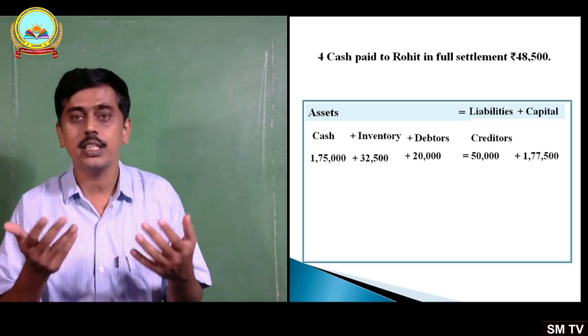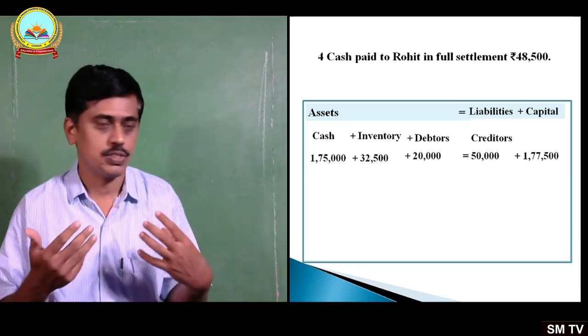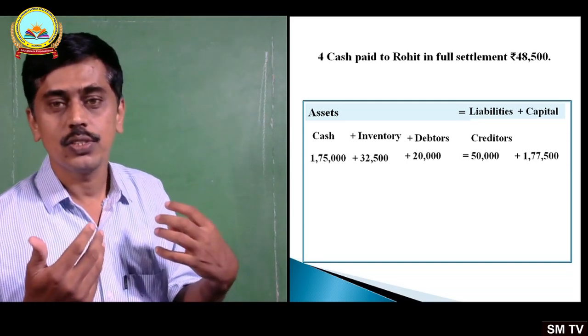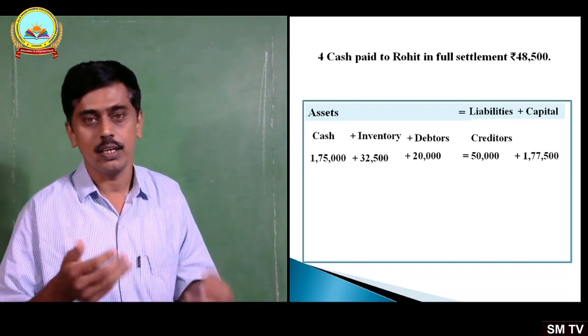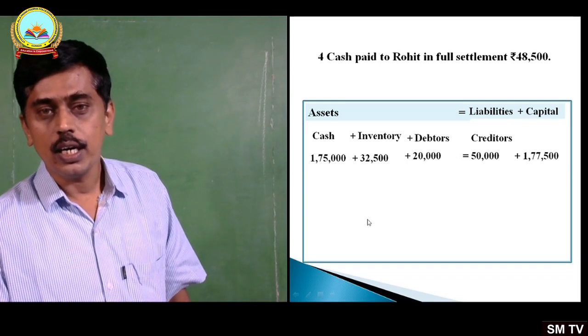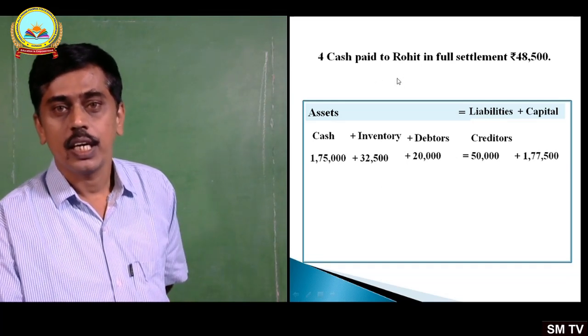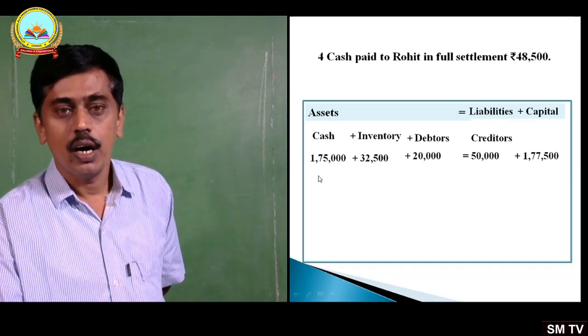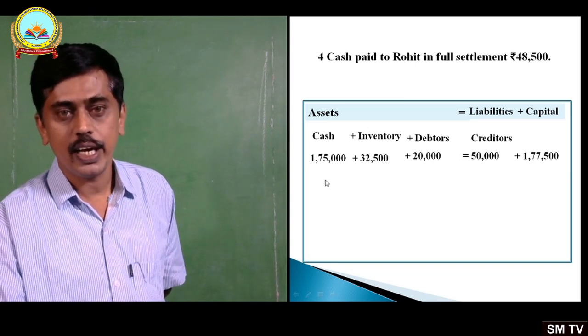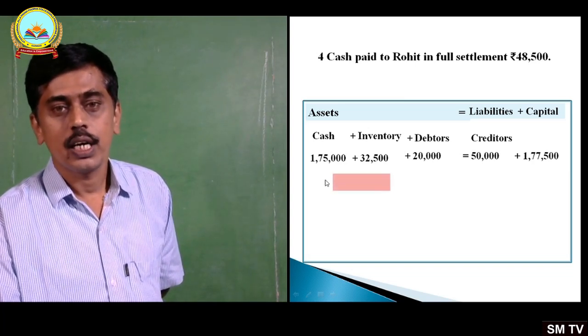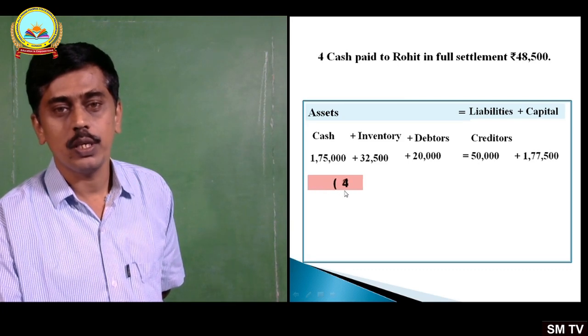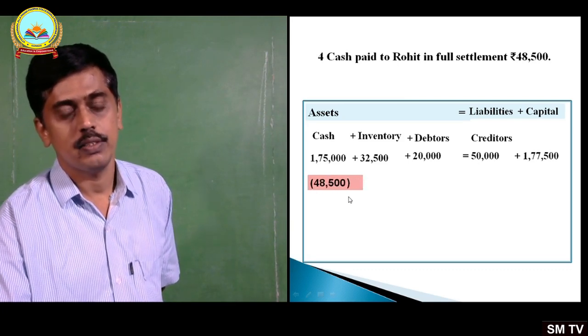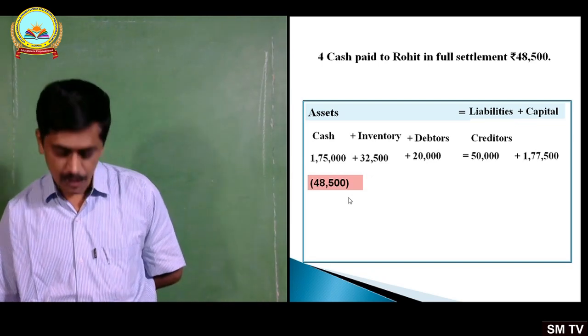A discount has come to us. It is a gain for us. So we have to consider that gain. Then how to write here the event? Cash paid to Rohit. So earlier 1,75,000 was there as cash balance. Now cash balance reduces by rupees 48,500.